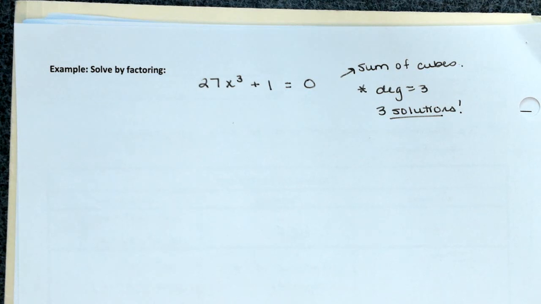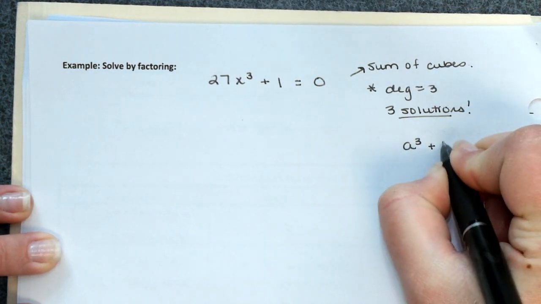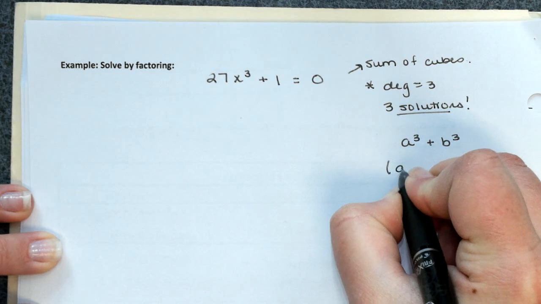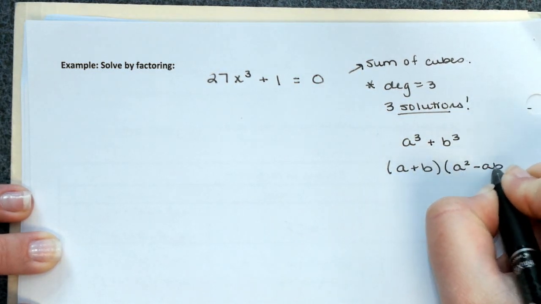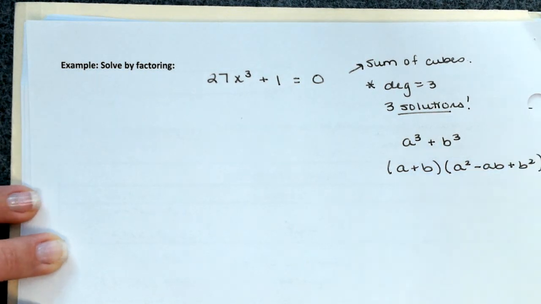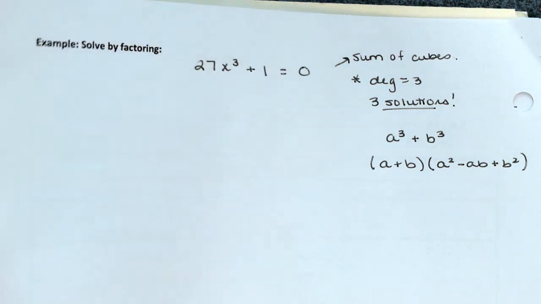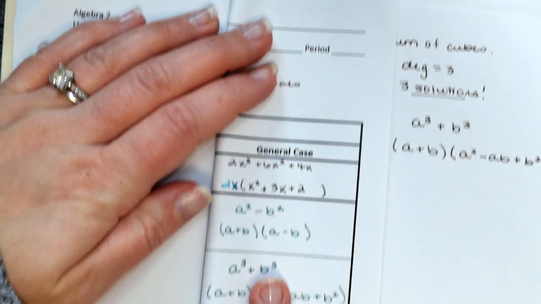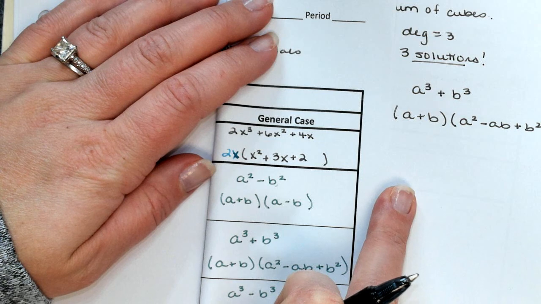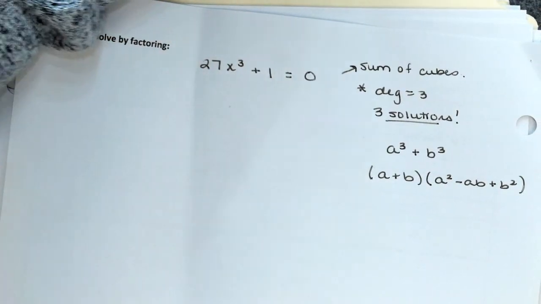Okay. Now, looking at the rule says if I have a cubed plus b cubed, this factors to a plus b times a squared minus ab plus b squared. That was my rule from the front. I just rewrote what I had on the front. Are we okay so far? That's the rule I'm going to go with.